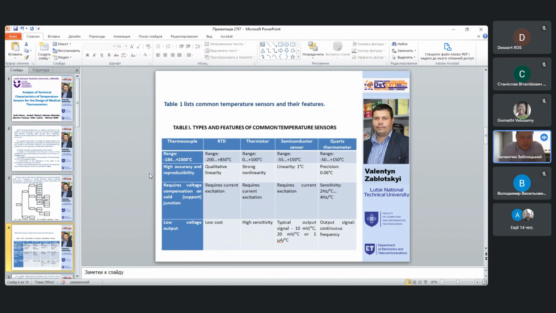We have range, high accuracy, and reproducibility, requires voltage comparison on cold junction, and low voltage output for these classes.